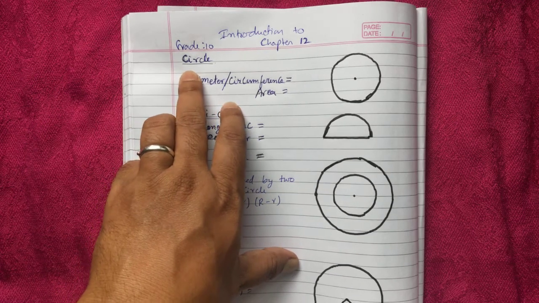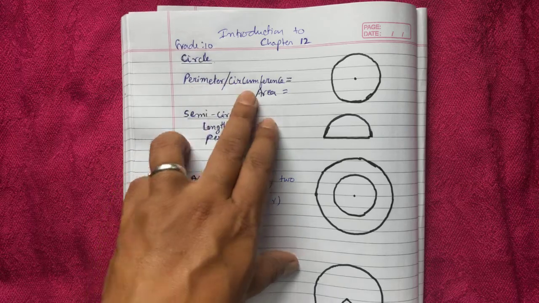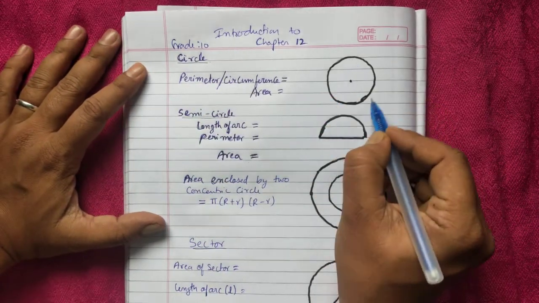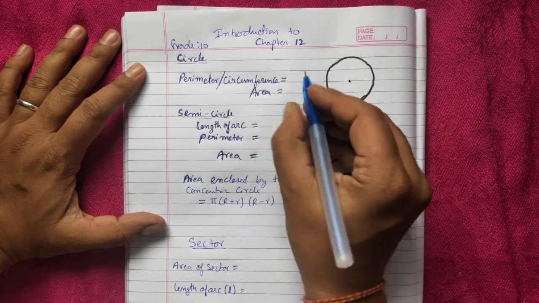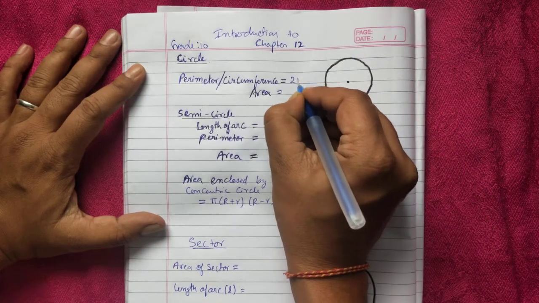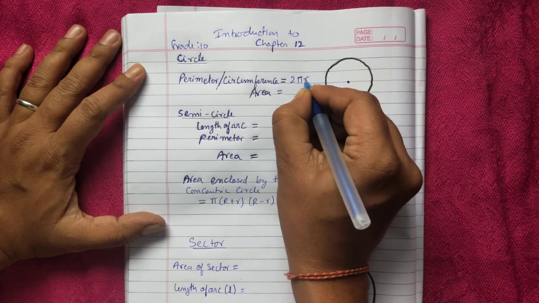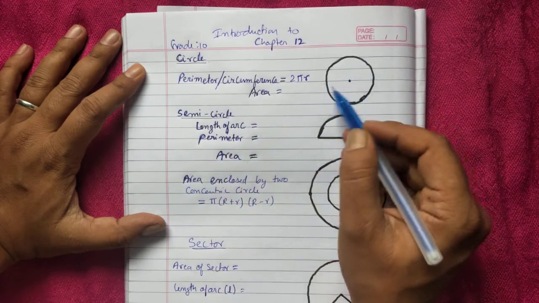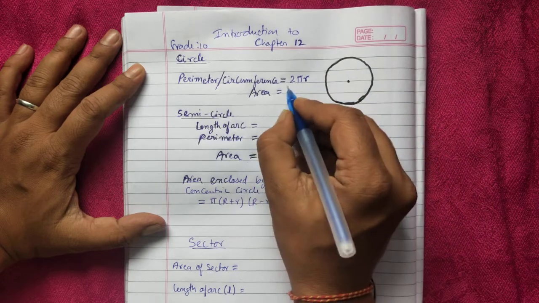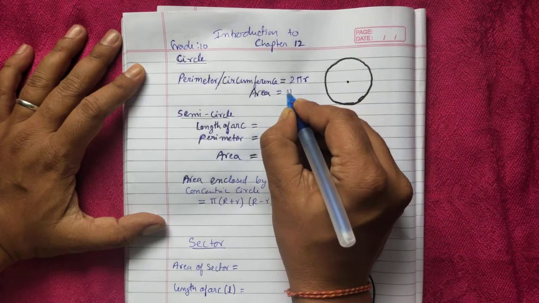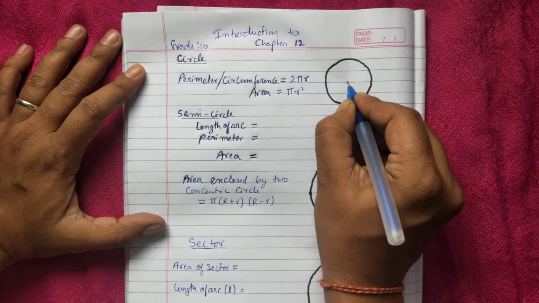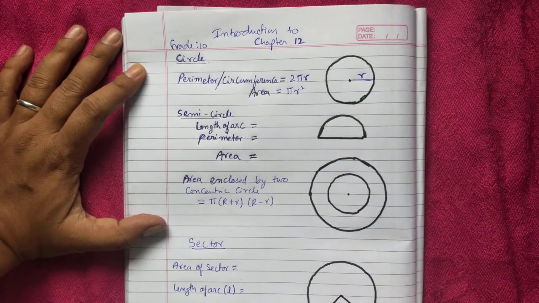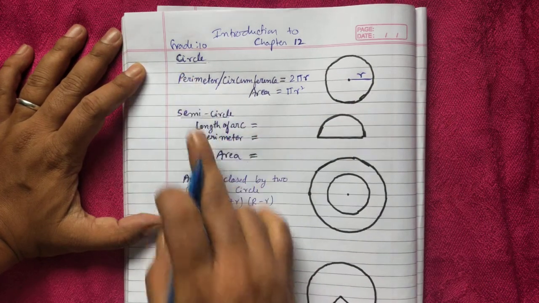The first one is circle. Perimeter or circumference of a circle. Perimeter or circumference means boundary of a circle. Total length of the boundary is 2 pi r. Area formula, area of the circle, this space, is pi r square. R is nothing but the radius of a circle. So this is for a circle.